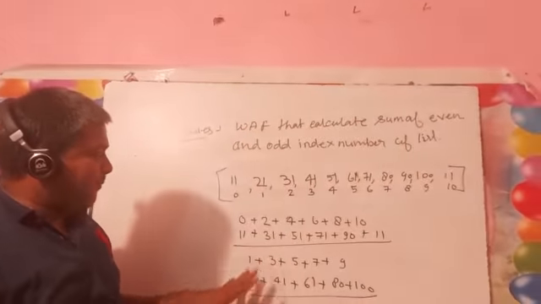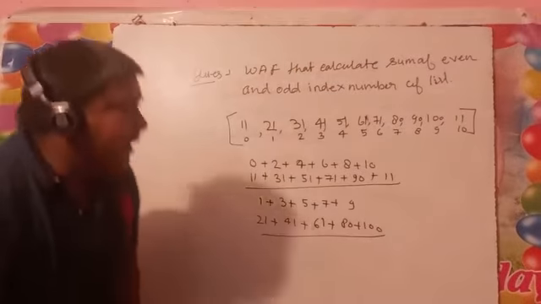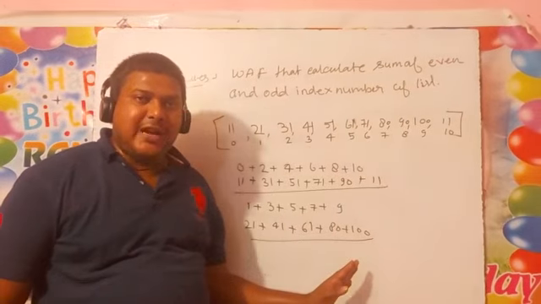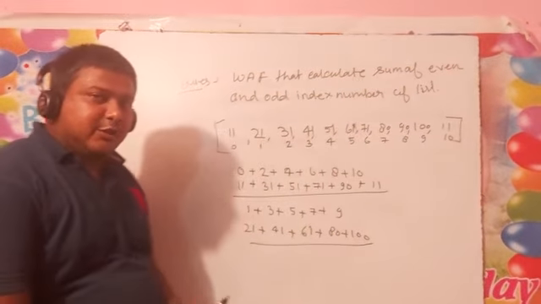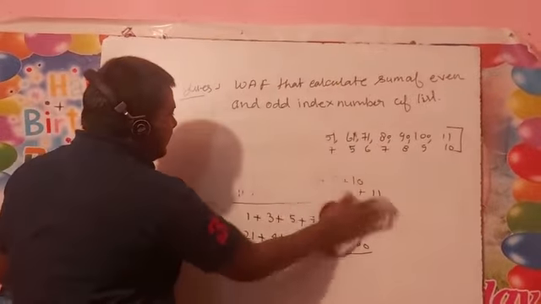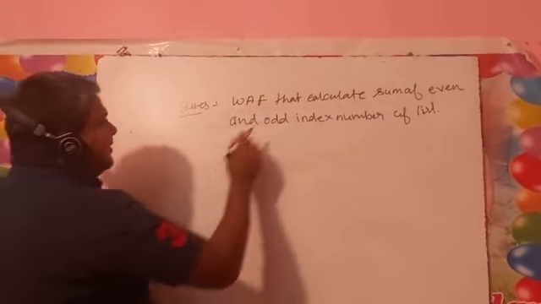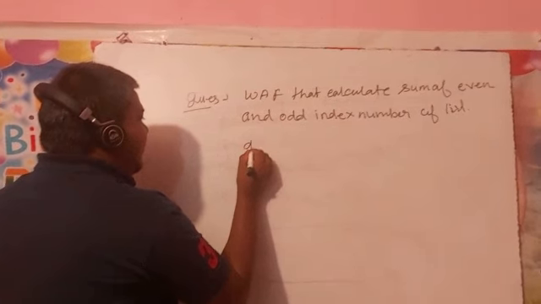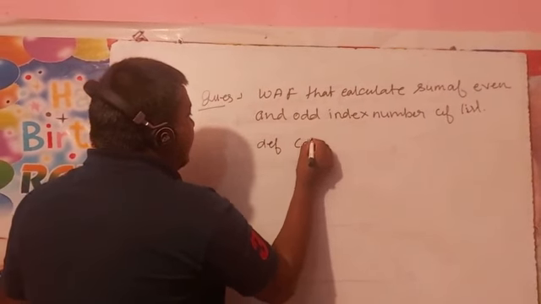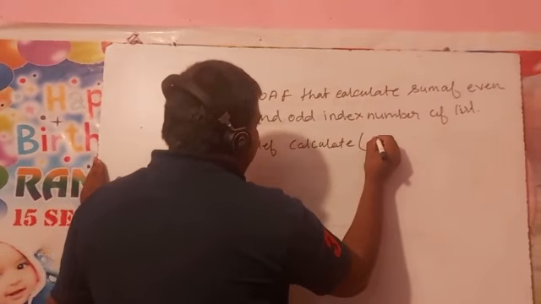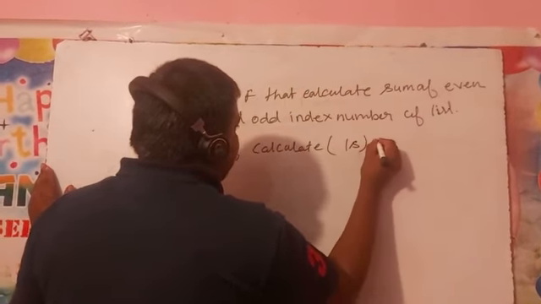So look here, we will write the function. I think you understand what work we have to do here. Function name is not given, so you can assign any name. I am assigning the name calculate. And this function is taking one list argument, so I will take ls.